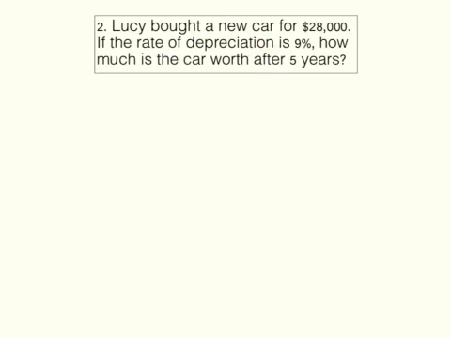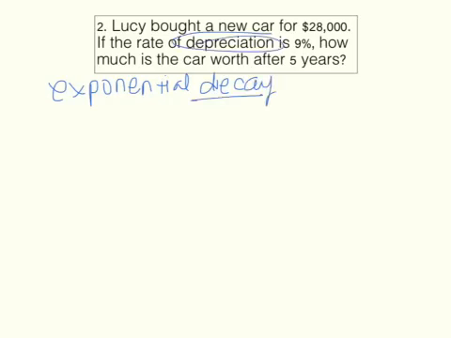All right, that was a lot of information, so let's try another one. This is talking about Lucy buying a new car for $28,000. If the rate of depreciation is 9%, how much is the car worth after 5 years? In this case, I'm going to have an exponential decay, and that's because of this word, depreciation. So it's a decay of the value, and that means we use y equals, I didn't write that correctly, 1 minus r to the power of x.